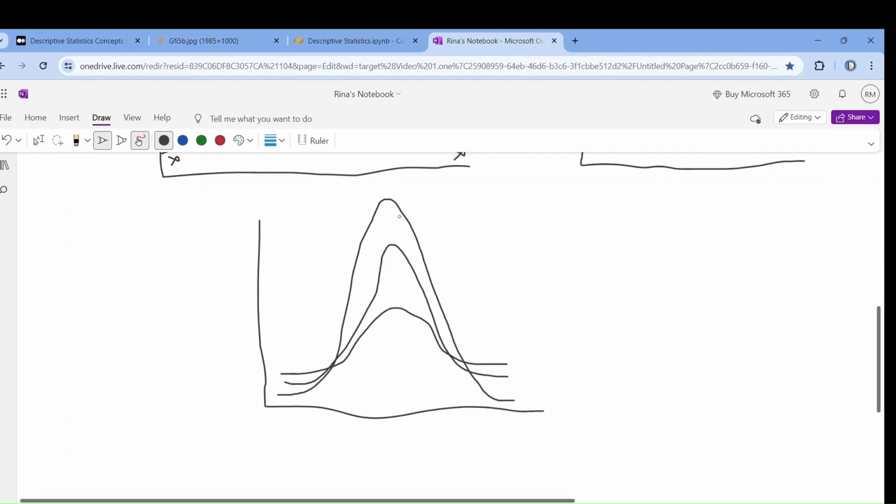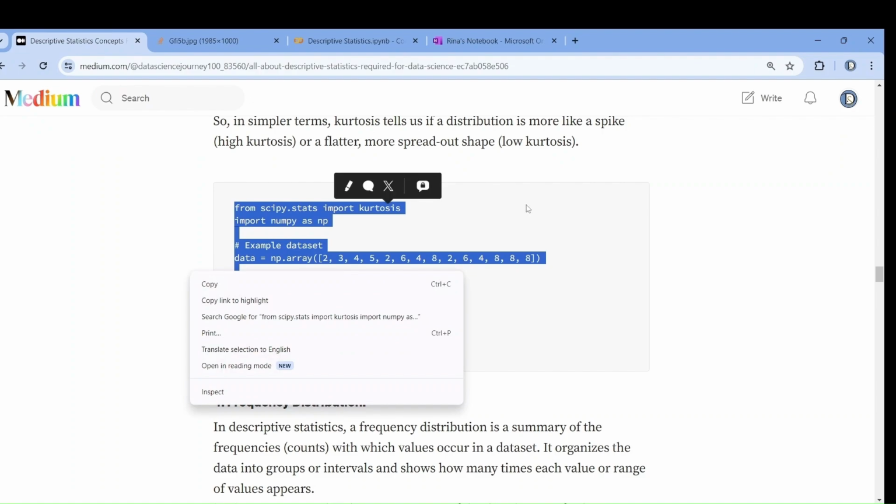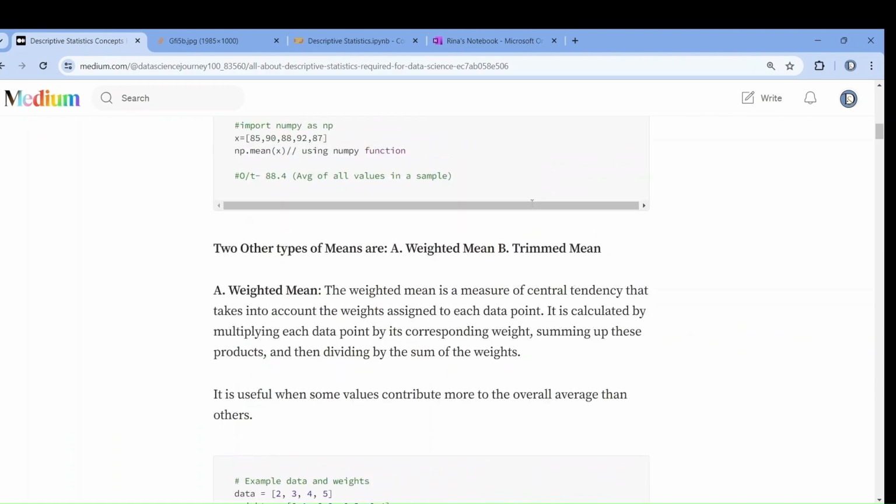Okay, so normal distribution means the maximum values are near mean. Okay, now low kurtosis means the dataset has fewer extreme values in comparison with normal distribution, and high kurtosis means the dataset has more extreme values in comparison with normal distribution. Fine. Now let's understand the next topic, that is frequency distribution.